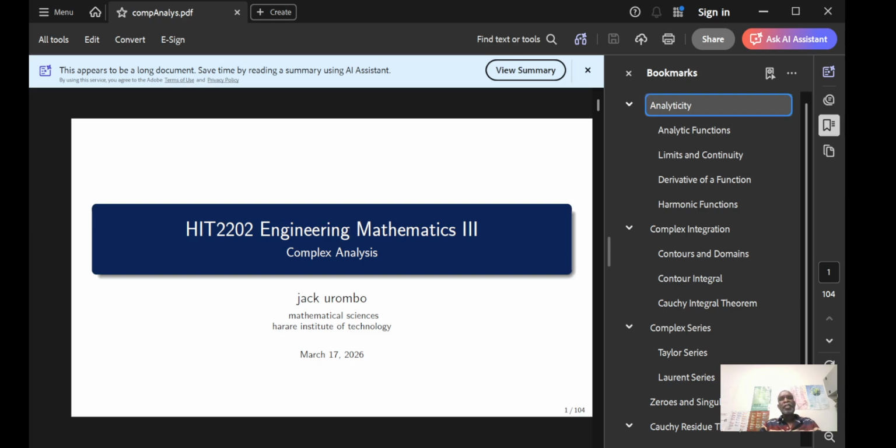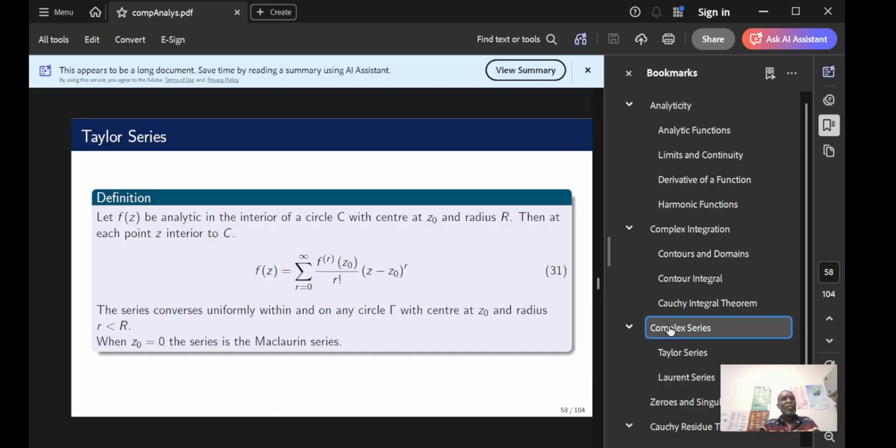All right. We're still continuing with our complex analysis. Today, we want to look at complex series. Now, complex series basically have the same properties as real series, in the sense that if the function is analytic, you can express it in terms of a series which has powers. You can expand it about a given point.